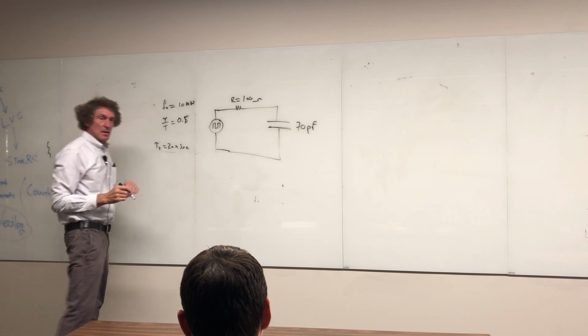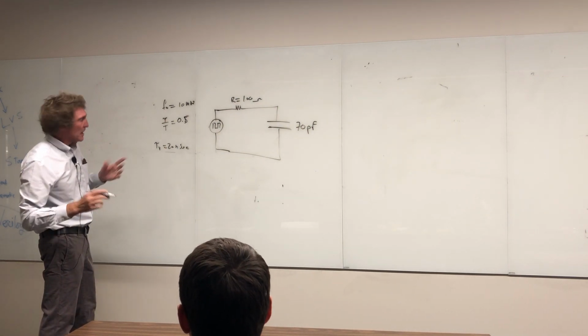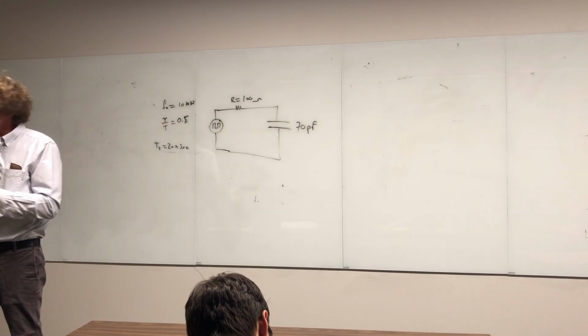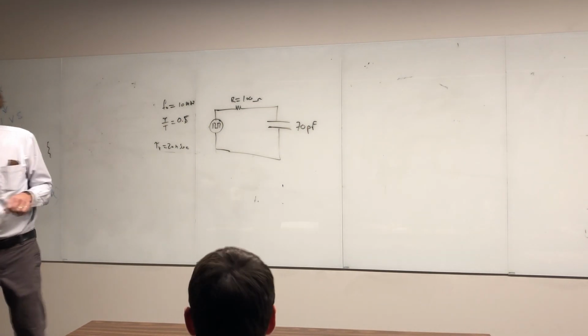And rise equals fall time. Yeah, and that's always typical. You find the shortest of the two and use it. That's the thing. You always find worst case, shortest of the two.